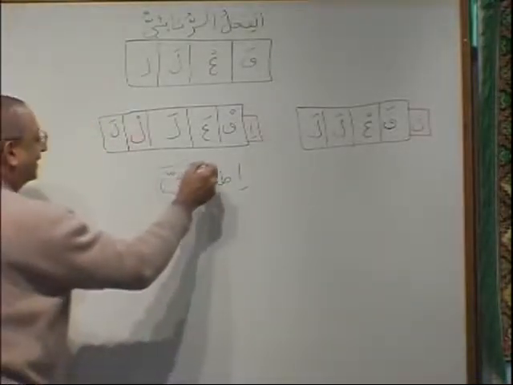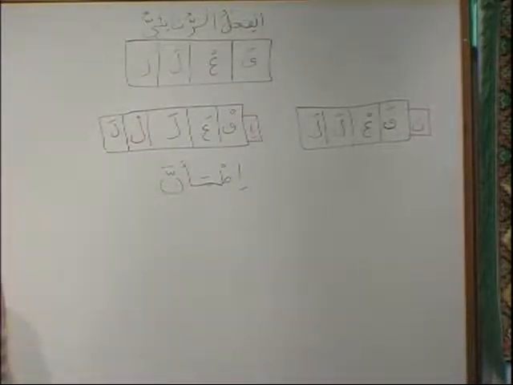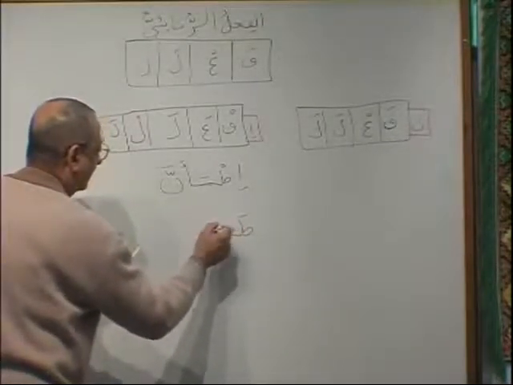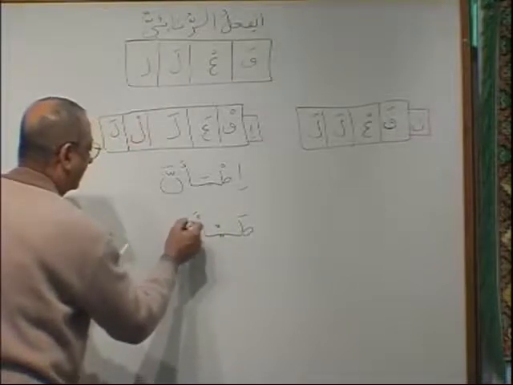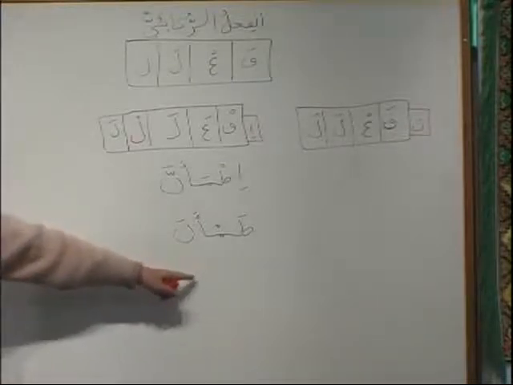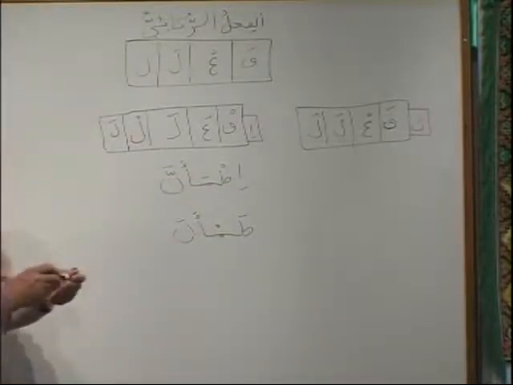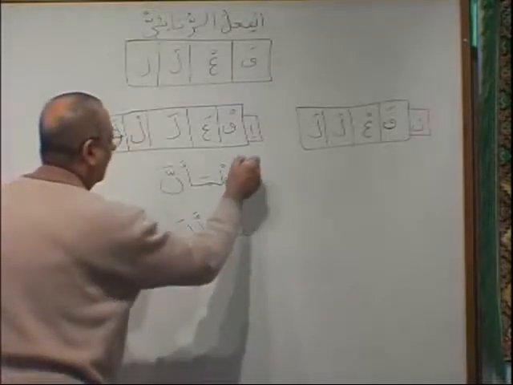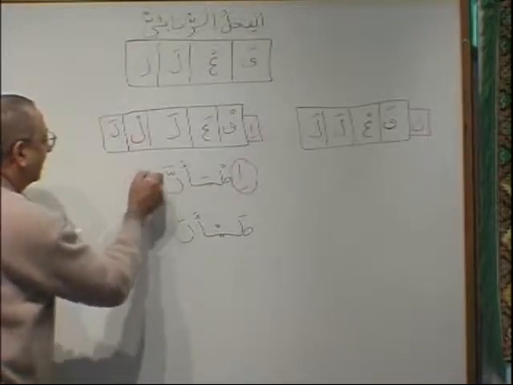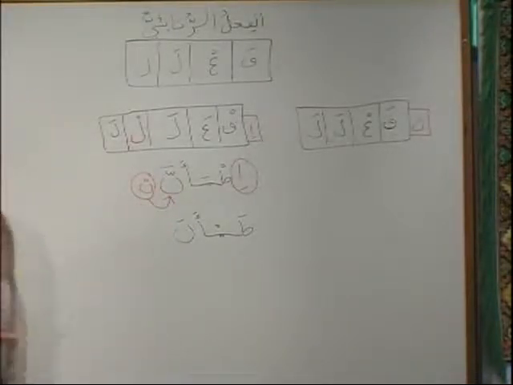What is it, brothers and sisters? Everybody likes this. Itma'anna, yatma'innu. Mutma'inn. Itma'anna. What is the root of it? What is the root? Tama'ana. 4 letters. What was added? Aleph was added, and 1 noon was added. In this. Are you with me?